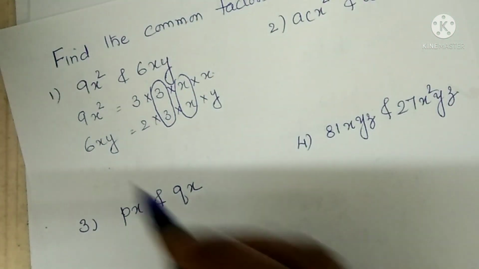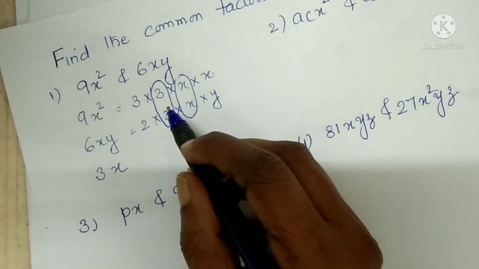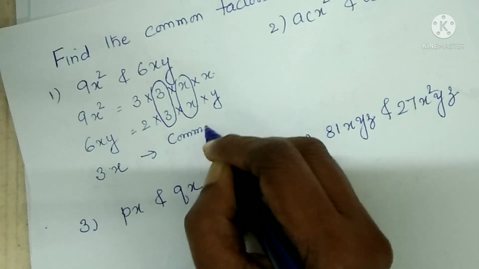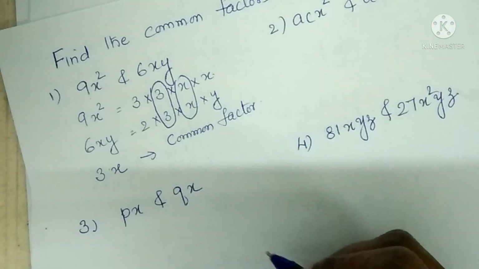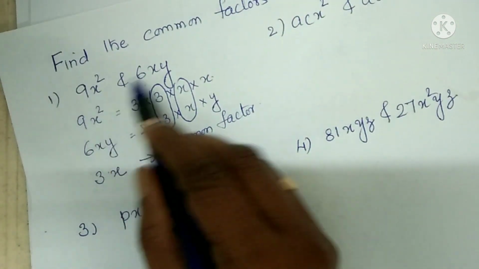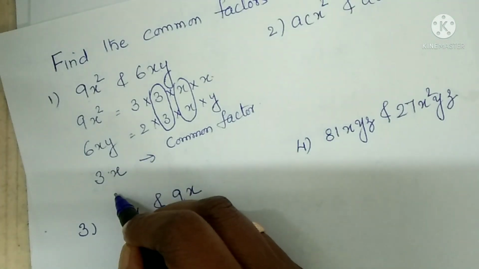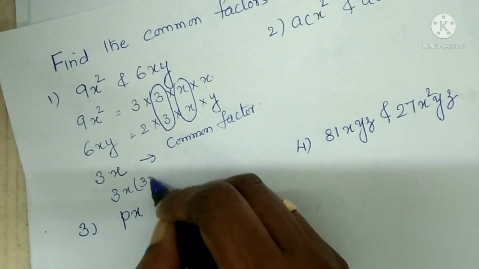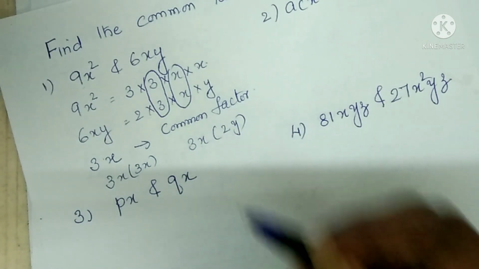Now, what is the common factor here? 3x. Now, what is remaining? So, this 3x is the common factor. Now, take out the common factor from these two. 3x into what is remaining here? 3x, and here 3x into 2y.